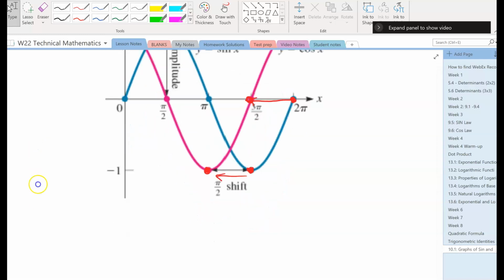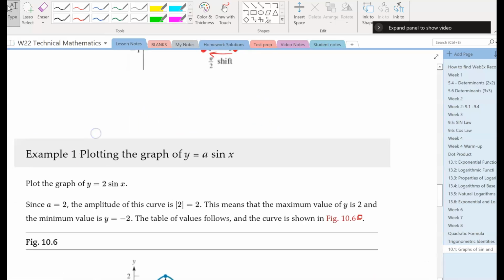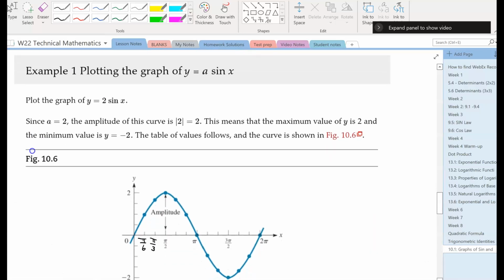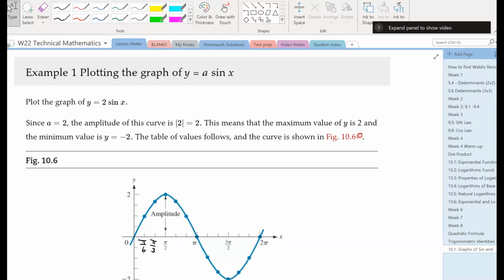Okay, let's see. So let's make a slight change to y equals sine x. Now we are going to look at graphing y equals a sine x. That's a general equation for changing of amplitude. That's the first alteration we're going to make on y equals sine x. And we will look at y equals 2 sine x. So the amplitude is now changing from 1 to 2.